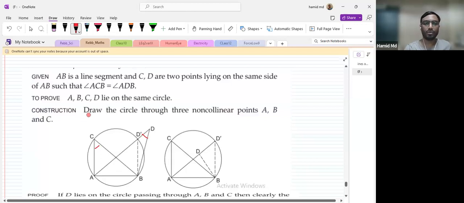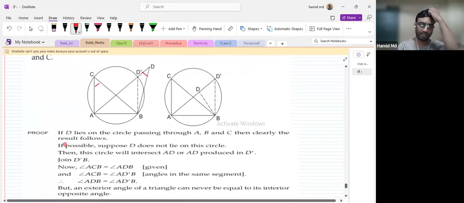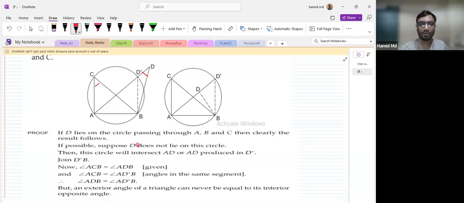So now we have to do a construction. Draw a circle through the three non-collinear points A, B, and C. So using three points, we have drawn a circle. And we assume that D' lies on the circle, but D is outside. The proof is that if D lies on the circle passing through points A, B, C, then clearly the result follows.